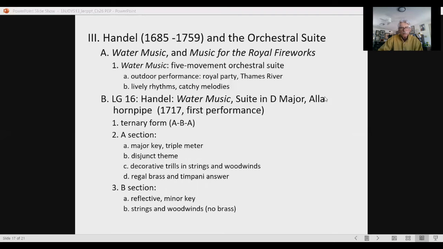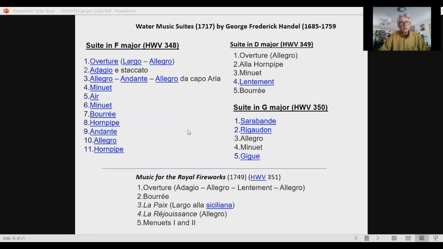we're going to sample the movement called a la hornpipe, right? And it's actually in ternary form. So here I'm showing you the actual movements of these suites by Handel. Here are the Water Music suites, and we're going to listen to a la hornpipe. It's from this second one. Here you have this HWV number, which you often see in Handel's music. It's a reference to how the music was cataloged.